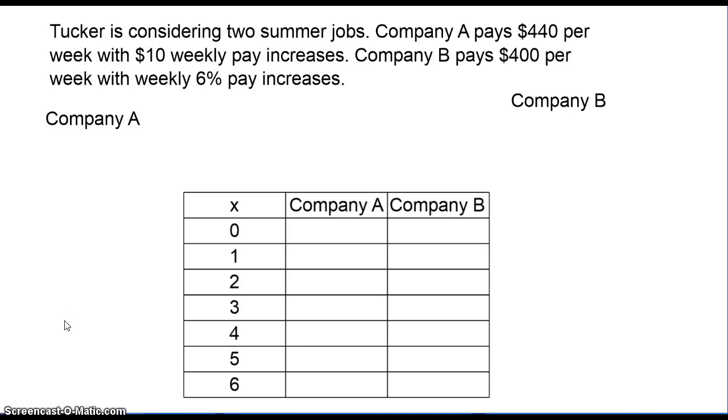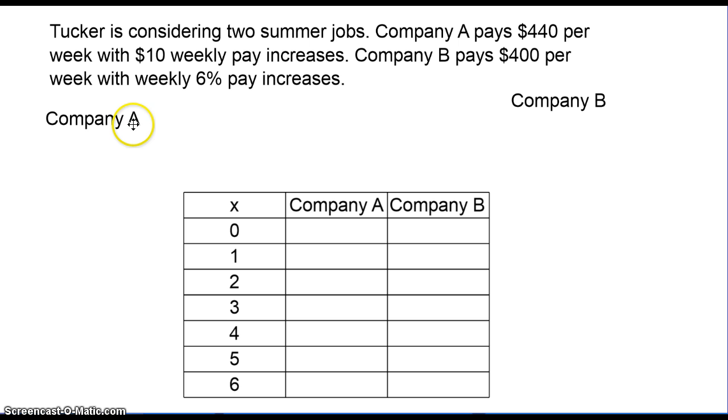So today we're going to learn about how linear functions and exponential functions compare. We have a word problem. Tucker is considering two summer jobs. Company A pays $440 per week with $10 weekly pay increases. Company B pays $400 per week with weekly 6% pay increases.